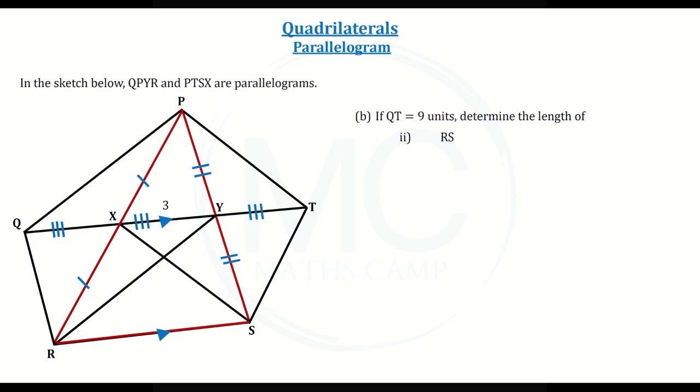We just found that X and Y are the midpoints of PR and PS respectively, and we found that XY is 3 units long. We've already proven this, so as our reason, we say proven above. We also know that XY runs parallel to RS, which means that XY is half the length of RS. So if XY is 3 units long, then RS must be double that length. So we can say RS is equal to 6 units according to the midpoint theorem. And we have now completed this question.